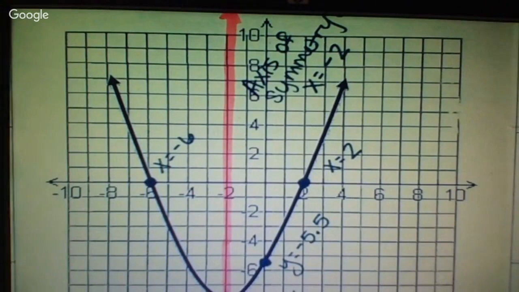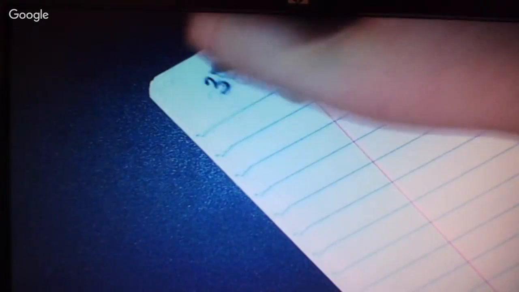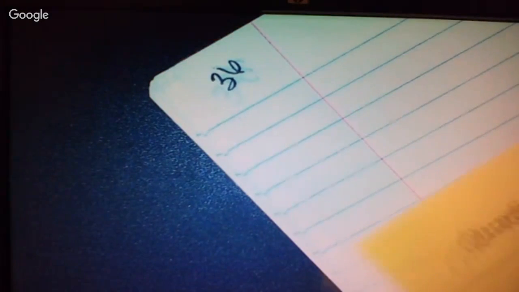All right. This one glues in on page 36, my friends. 36. Somebody stole mine. 36.